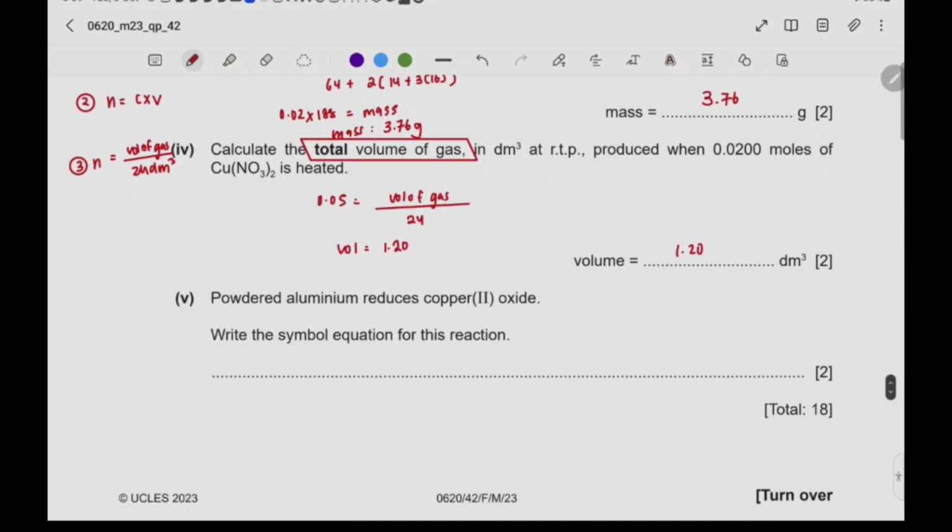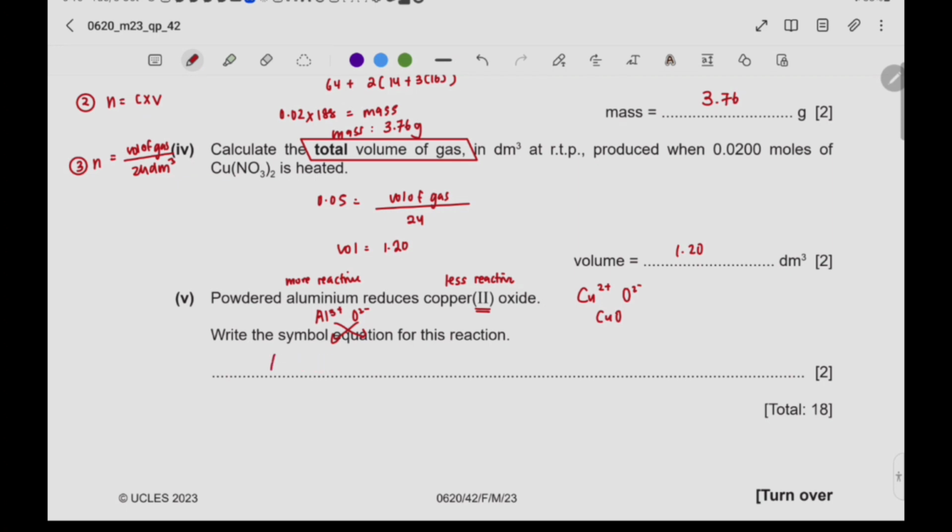Simple equation. Powdered copper oxide reduced by aluminium. Very simple, because aluminium is more reactive. Whenever you're more reactive, you can simply displace your less reactive one. And it's very simple because they even give you all the numbers. So Cu is 2+, O is 2-, so CuO. Aluminium is 3+, O is 2-, so Al2O3.